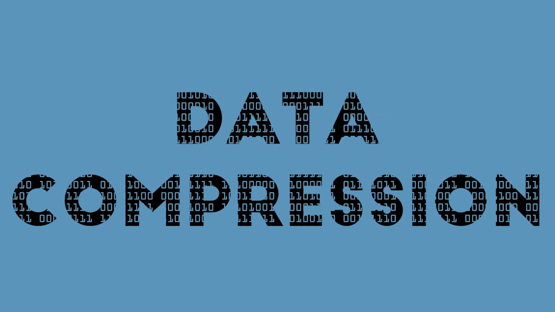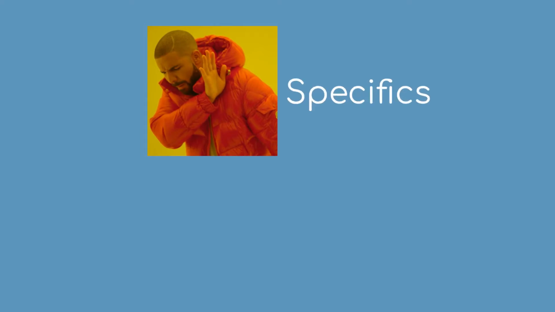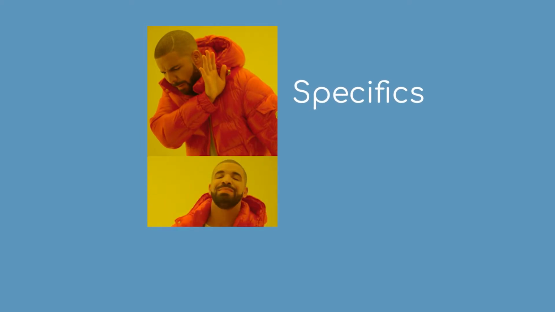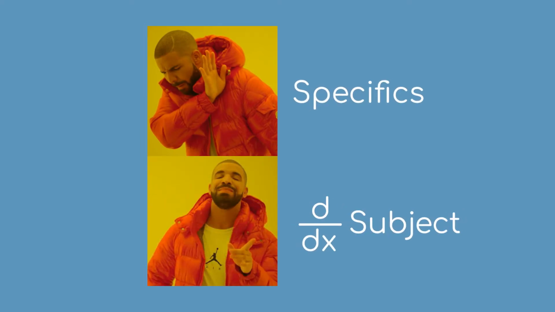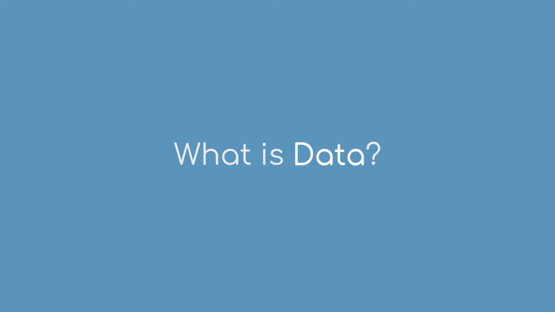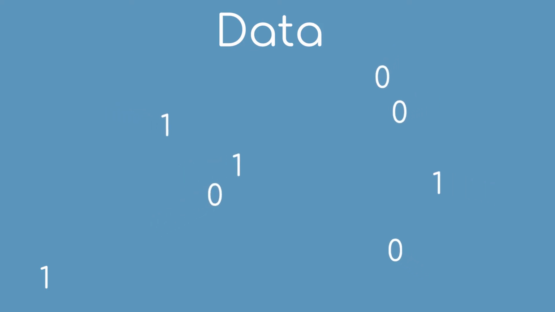Let's find out why this is the case with data compression. Before we get into the specifics, it is important to understand the derivation of the subject matter. What is data? Data is simply a raw collection of digital items holding no significant meaning. When these bits of data are brought together to produce meaningful ideas, we then call it information.